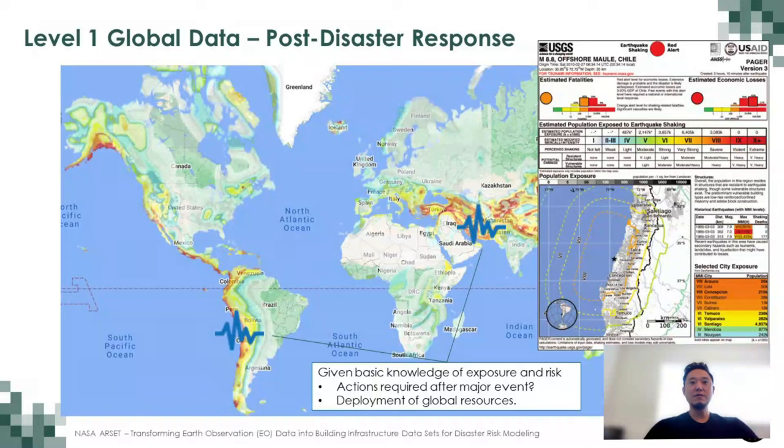If it's a large enough event, global level one data can't tell you whether to send anyone to a specific building or even a region, but it can help you decide whether to deploy a team. Will an international rescue team be required? Does something like PAGER estimate large enough fatalities from their analysis? And because of that, will that help trigger any decisions for these post-disaster responses?